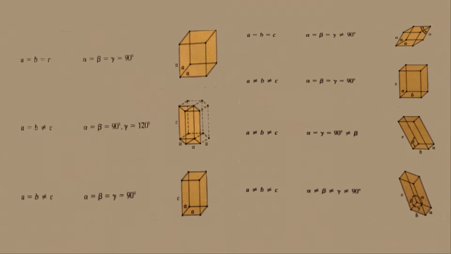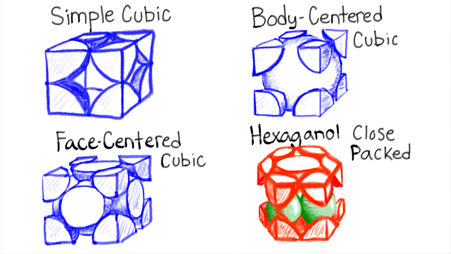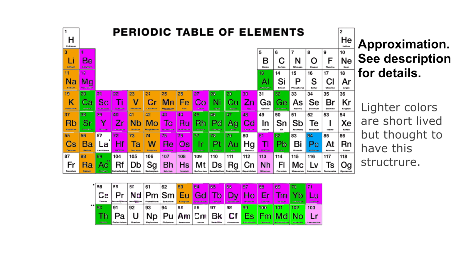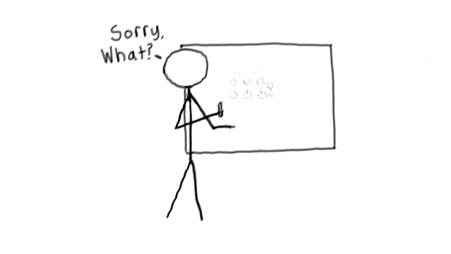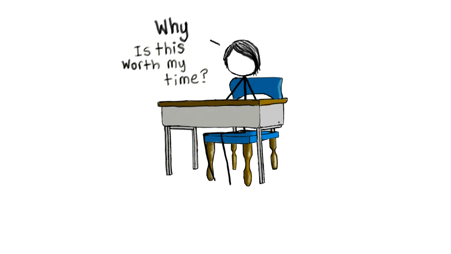There are 14 types of unit cells, but today we'll be covering just 4 of them: simple cubic, body-centered cubic, face-centered cubic, and hexagonal close-packed. Of the pure elements solid at room temperature, a sizable portion have one of these 4 crystal structures, along with innumerable compounds. Why does this matter? Sorry, what? Why is this worth my time?